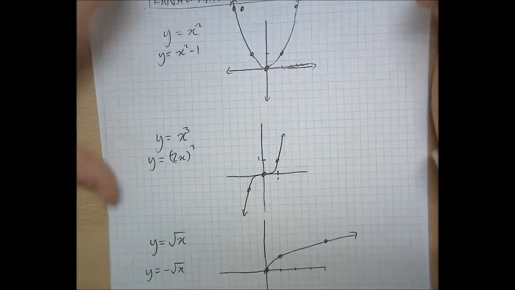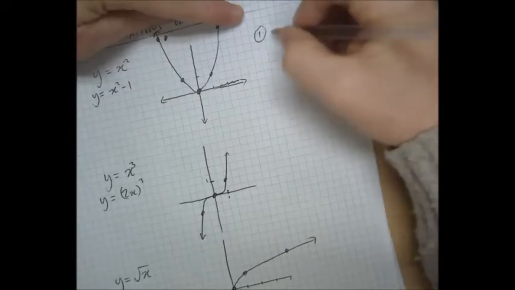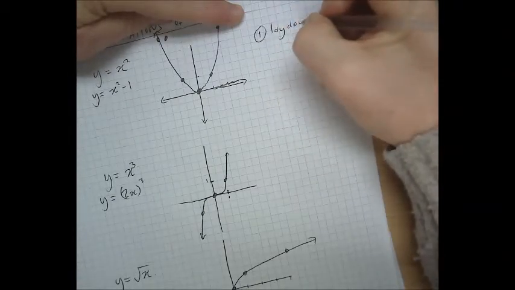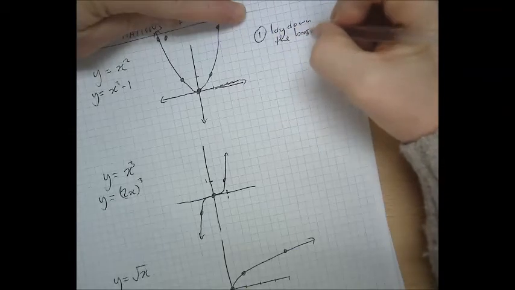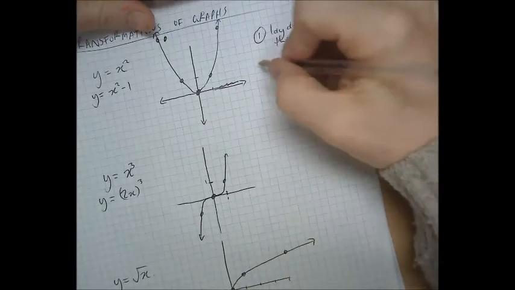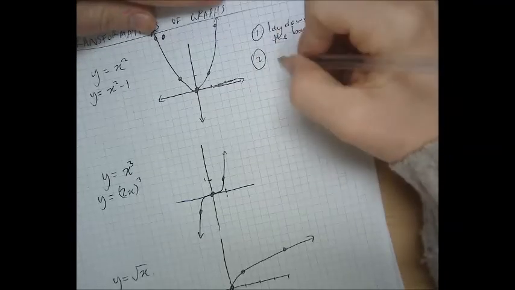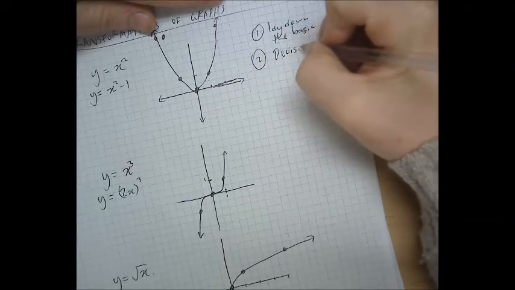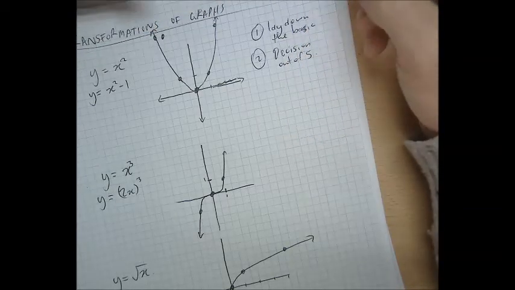Now how do you do that? Well, here's the method. It's a 4-step method. Step 1 is lay down the basic graph, which I've now done for these 3. Step 2 is to do a multiple choice decision out of 5 possible types of transformations.